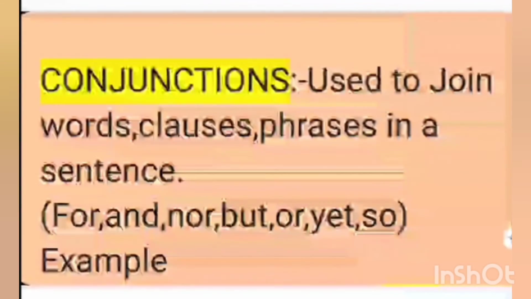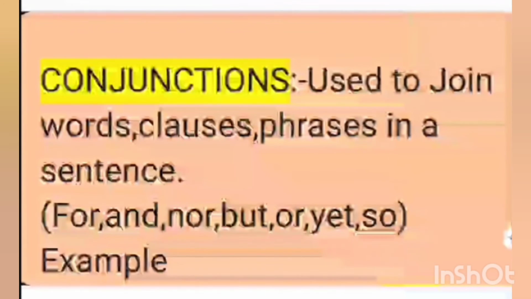Our next category of word class is conjunctions. Conjunctions are words that are used to join words, clauses or phrases in a sentence. Sometimes the sentence will be very lengthy and we need to simplify the sentence. There we can use the conjunction words. Or sometimes there will be two sentences and we can merge the two sentences into a single one using the words of conjunction.